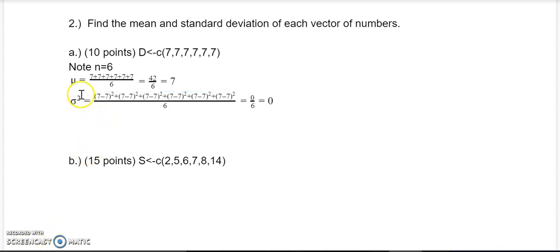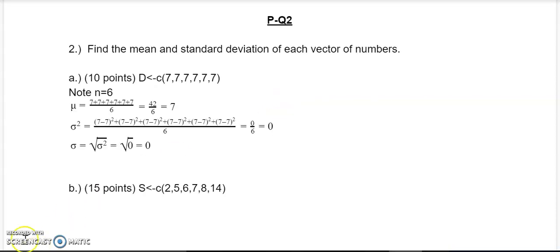Now, this is the variance, so to find the standard deviation, we just take the square root, because the square root of sigma squared would be sigma. So sigma would be the square root of 0, which is still going to be 0. Let me write that here. Our sigma equals the square root of sigma squared, which is the square root of 0, which is just 0. Therefore, the standard deviation is 0.